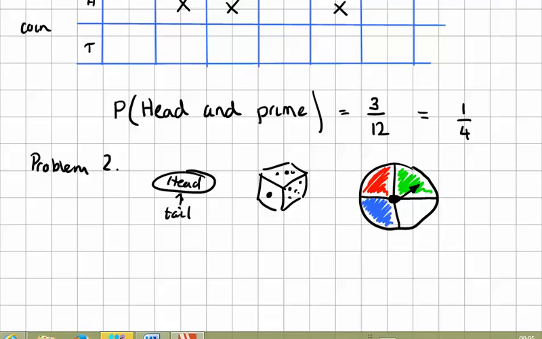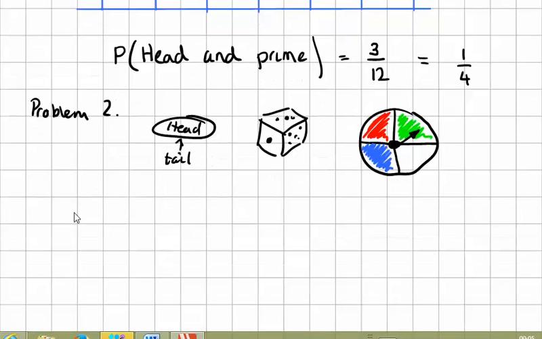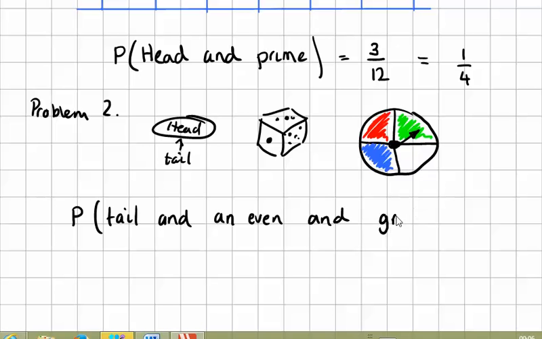Okay. So if I then said to you, what would be the probability of getting a tail on the coin and an even number on the dice and green on the spinner? You can't do it with this diagram because there are only two things. You need another diagram.